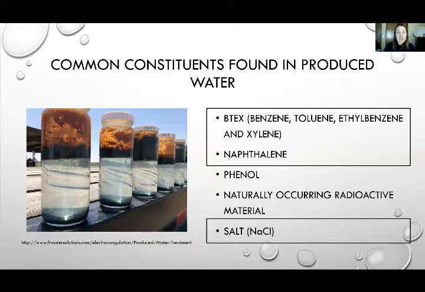And then produced water also contains high levels of salt, usually above the levels in seawater. And so these are all things that are naturally occurring within the water that's in the fracked formation. When I say formation, I mean a sandstone or shale formation. So these are naturally occurring constituents that are in that water and in that basin.